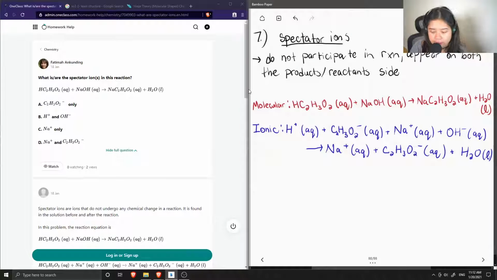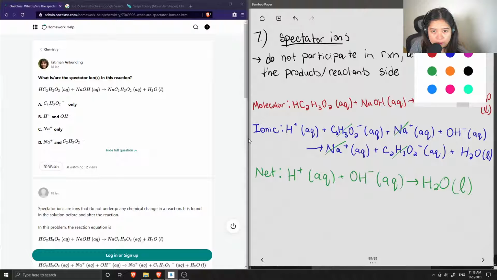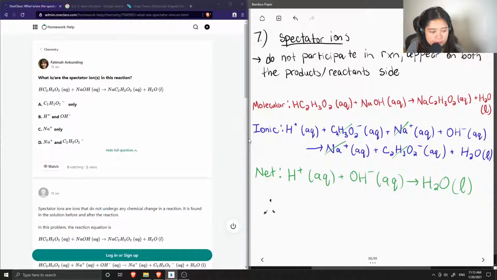Okay, so after we write down the full ionic equation, we want to now write out our net ionic equation. So this is when we would cancel out the spectator ions that appear on both the products and the reactant side. So in this case, we can cross out this ion, and we can cross out the sodium ion, which leaves us with our net ionic equation, which is H plus aqueous plus OH minus aqueous produces H2O liquid. So therefore, for this reaction, sodium plus and C2H3O2 minus are the spectator ions.